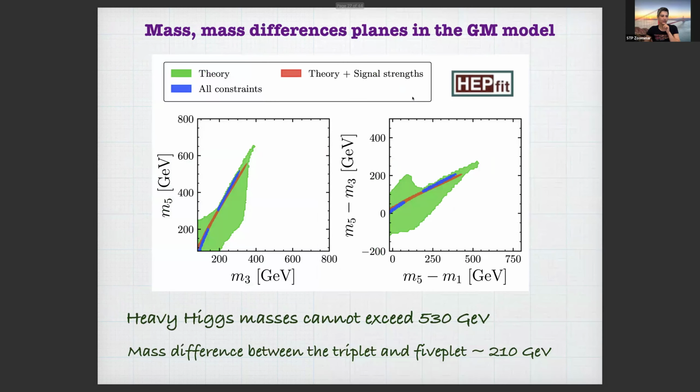Thank you. That's very interesting. So this is the mass and mass difference in the Georgi-Machacek model. We did that for the Georgi-Machacek model as well, and the heavy Higgs masses cannot exceed 530 GeV for the Georgi-Machacek model. The mass difference between different multiplets, because the same multiplets are degenerate in the Georgi-Machacek model, is of the order of 210 GeV.